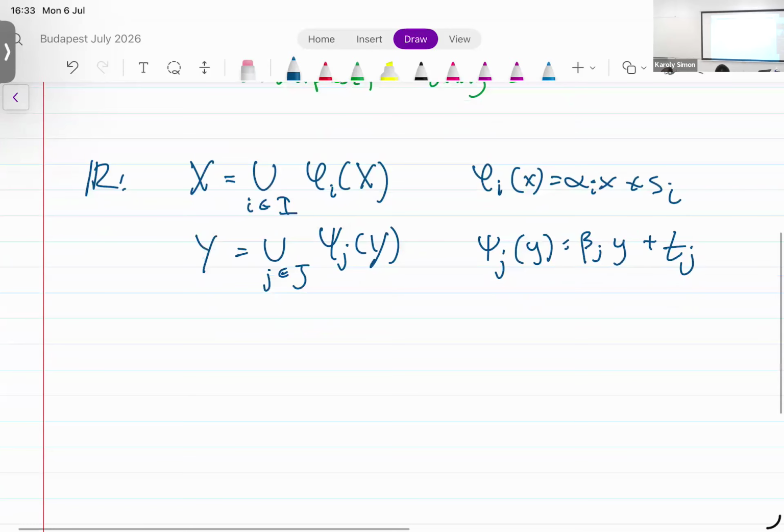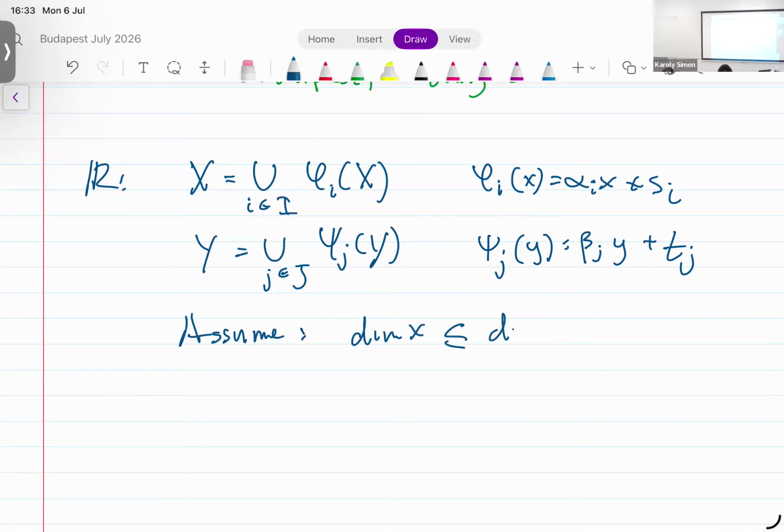And let's assume throughout the talk that dimension of X is no greater than the dimension of Y. The statements I'm going to make are asymmetric. So this is the right assumption to make unless you want to start dealing with different cases.